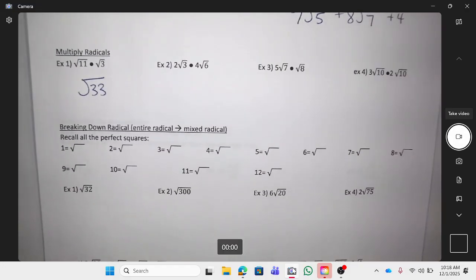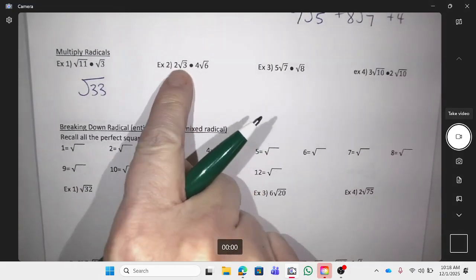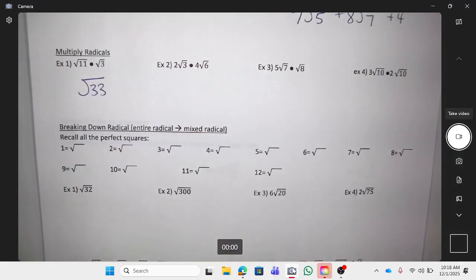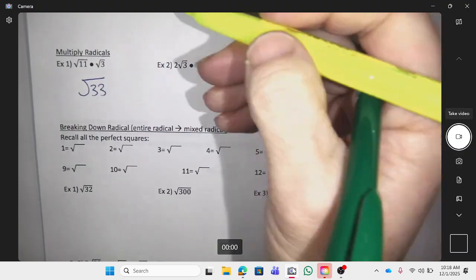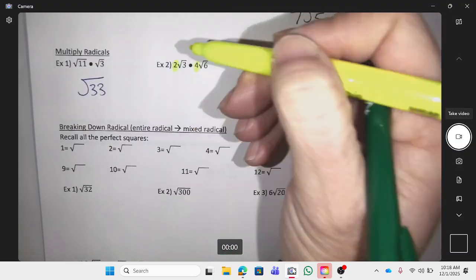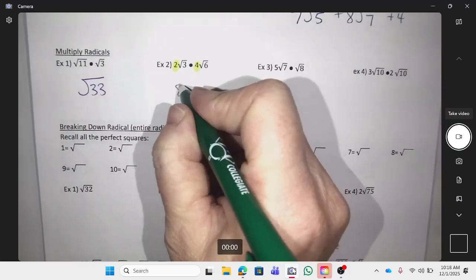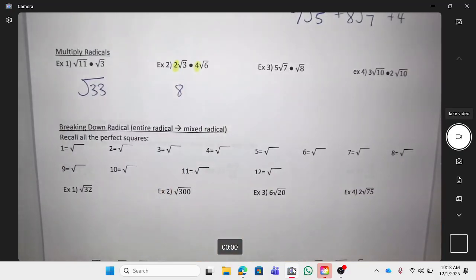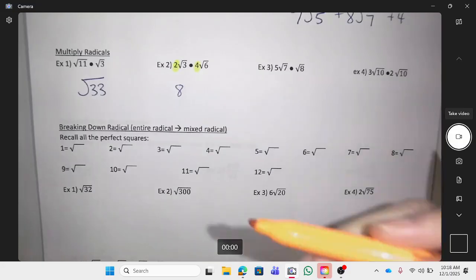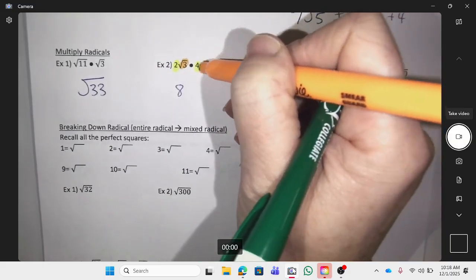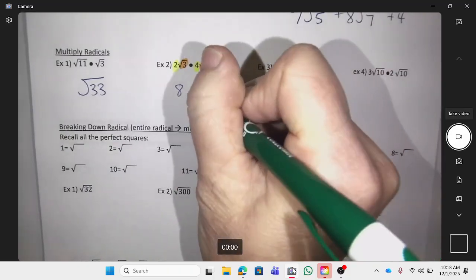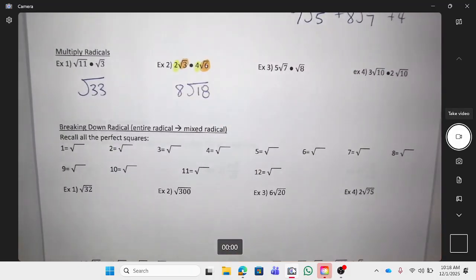Okay, now this is called a mix because we have a whole number part and a radical part. So you can't mix and match. You can only multiply whole numbers with whole numbers. So that makes 8. And you can only multiply radicals with other radicals. So that is a root 18. Okay, so you're keeping them separated in your brain.